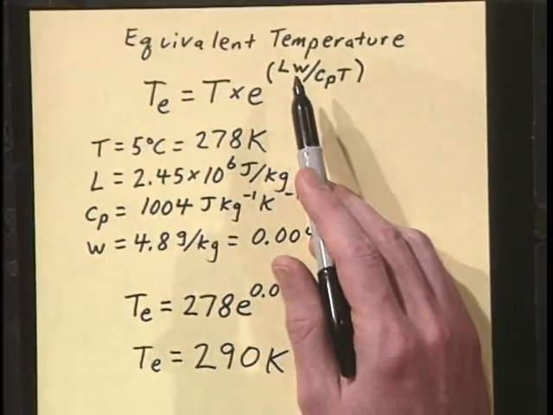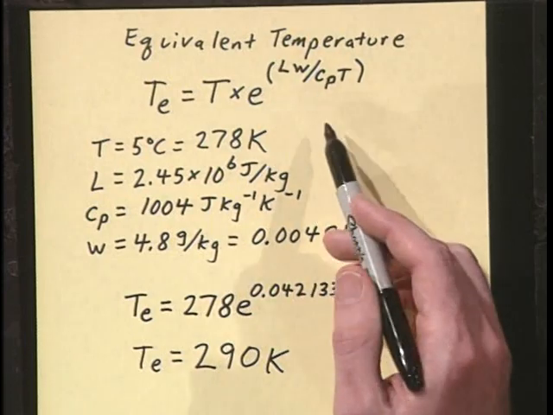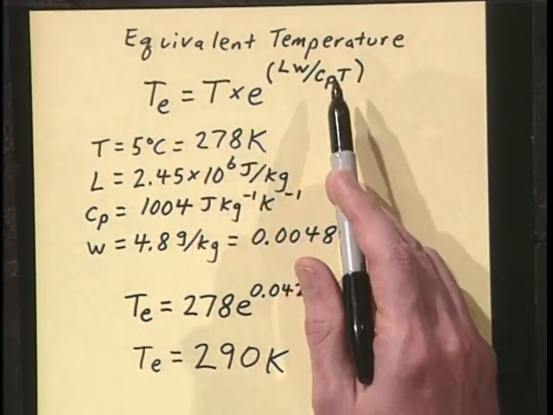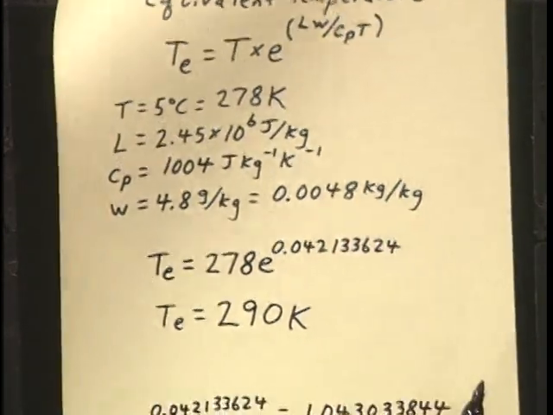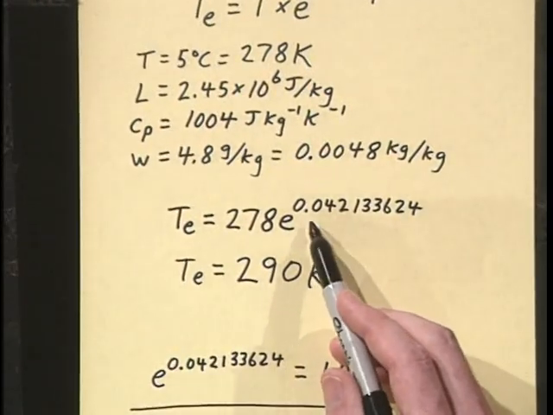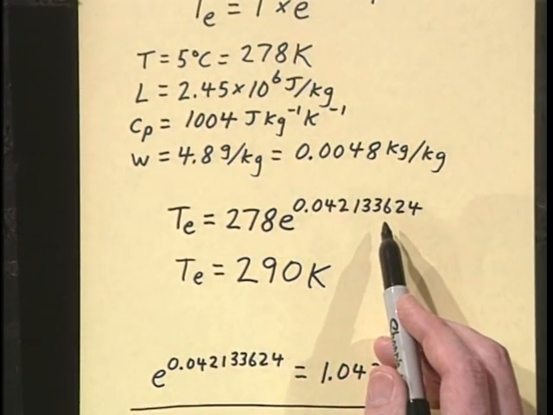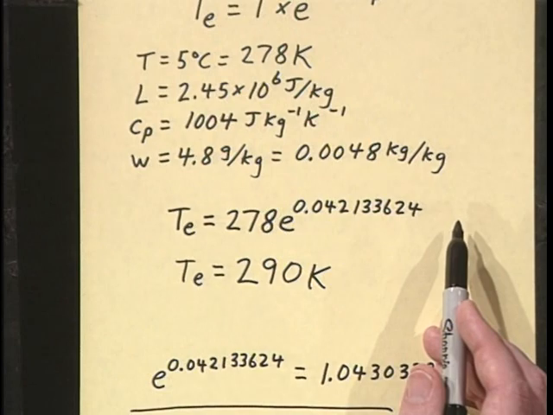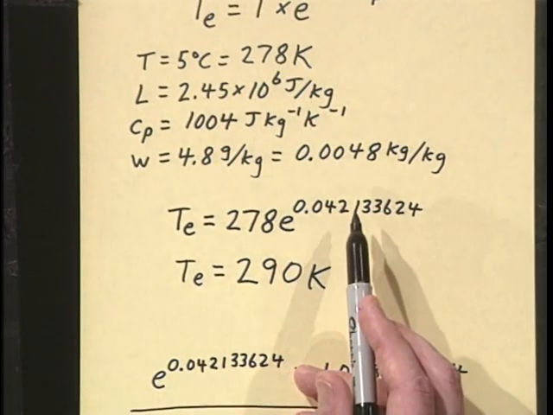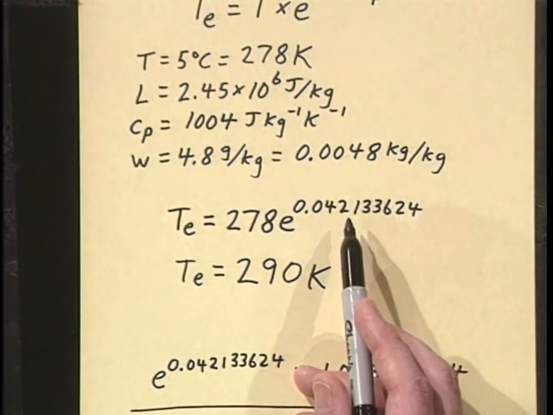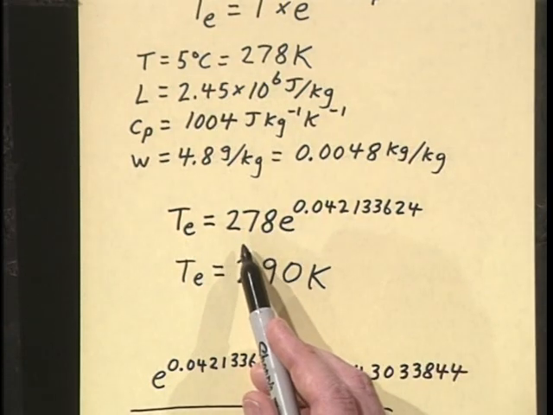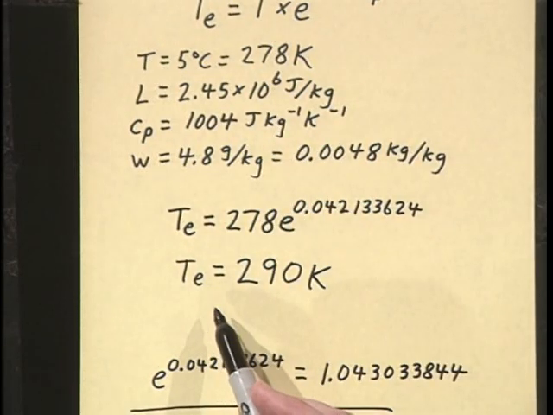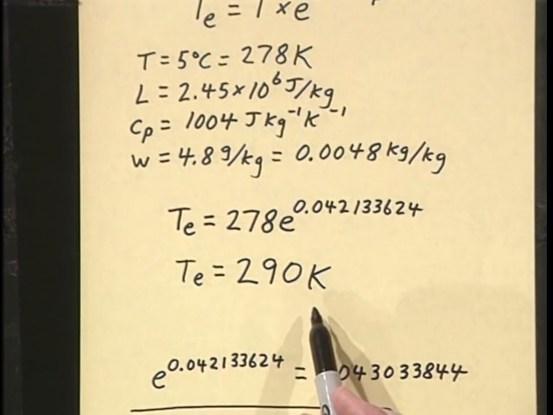Once these terms here, the L is multiplied by the mixing ratio and divided by the 1,004 times 278, once those are multiplied and divided out, you'll end up with this value here, 0.042133.624. Let the calculator go out as many digits as it can, and then take the exponent of that number, and then once you have that number, you multiply that by 278, which is our temperature. And once that is done, you'll end up with an equivalent temperature of 290 Kelvin.